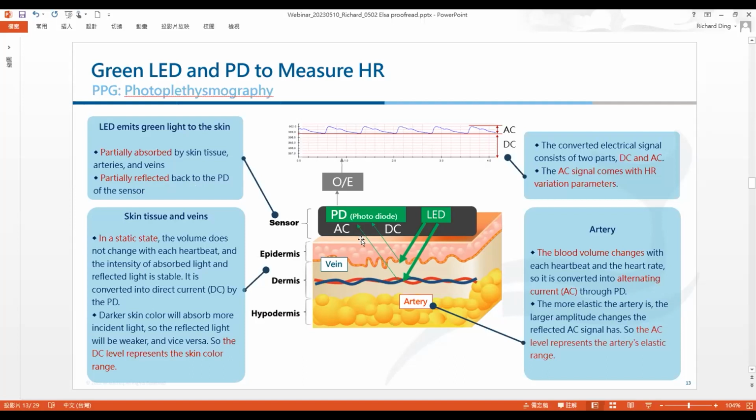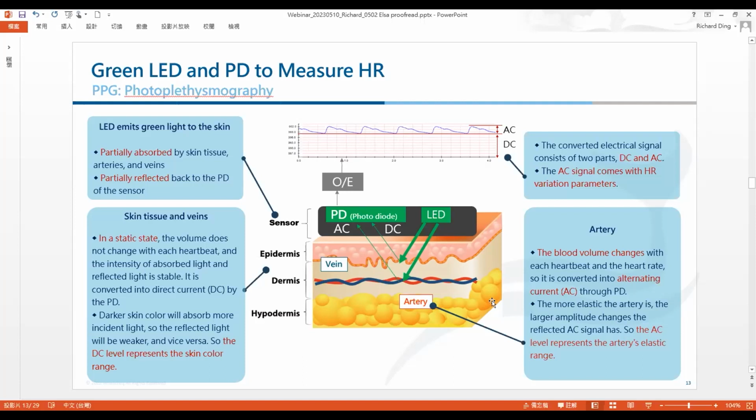In a static state, the volume does not change with each heartbeat, and the intensity of the absorbed light and the reflected light is stable. It is converted into direct current, the DC, by the PD. Except for the artery, all other skin tissue and the vein are stable. So the green light emitted to the skin tissue is partially absorbed and reflected to the PD. Because the intensity is stable, the DC is converted to an electrical signal, which is like this one, a DC voltage. That's why we define it as DC.